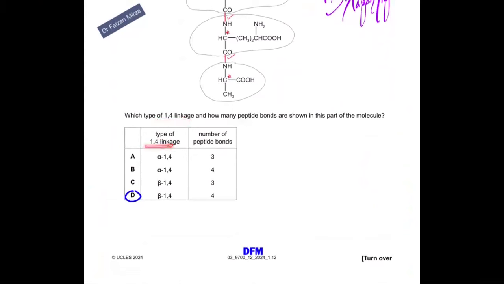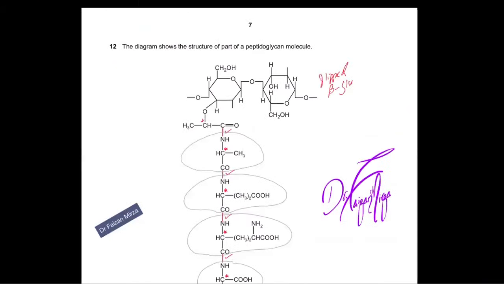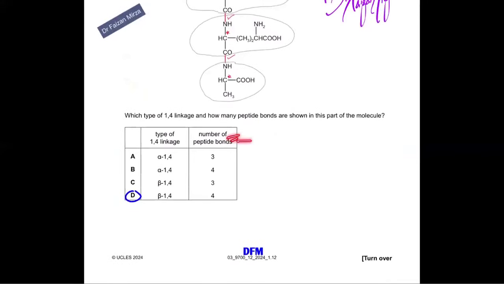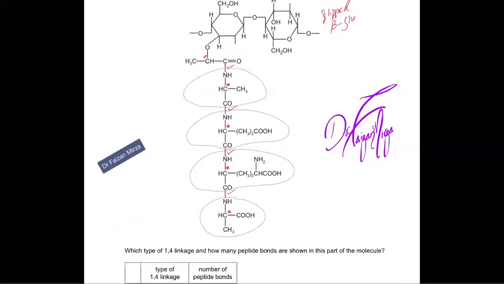So the type of glycosidic linkage is beta 1,4. Why beta 1,4? Because we know that the molecule is flipped. So yes, it must be beta. As far as the number of peptide bonds is concerned, you can just count them. What I have done is encircle the amino acids here. So you can just count the number of peptide bonds here, and it comes out to be 1, 2, 3, and 4.